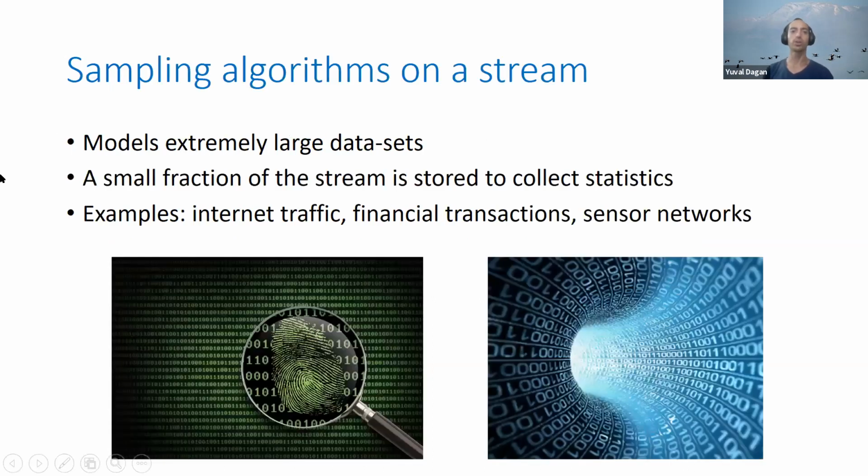First of all, we are interested in sampling algorithms that receive a large amount of data, a large stream. This data cannot be handled all of it, because it has a lot of data. So our algorithm will sample randomly a small fraction of the data and analyze only the sample fraction. An example for these scenarios are data on internet traffic, financial transactions, sensor networks, and so on and so forth.